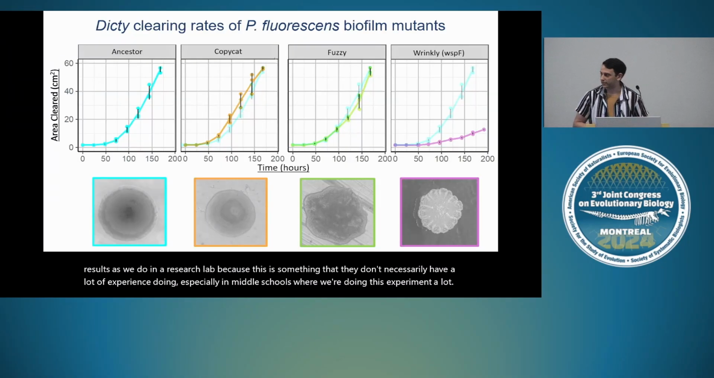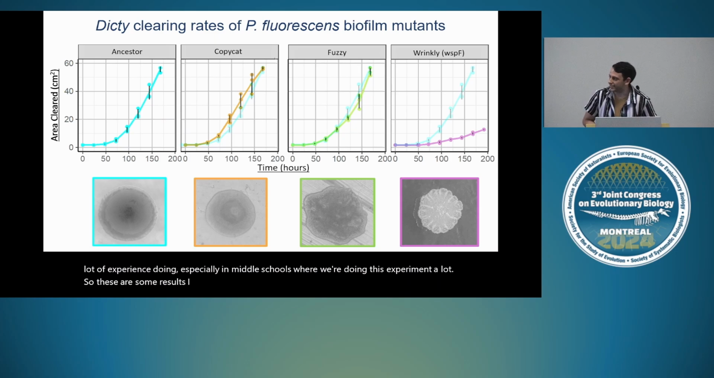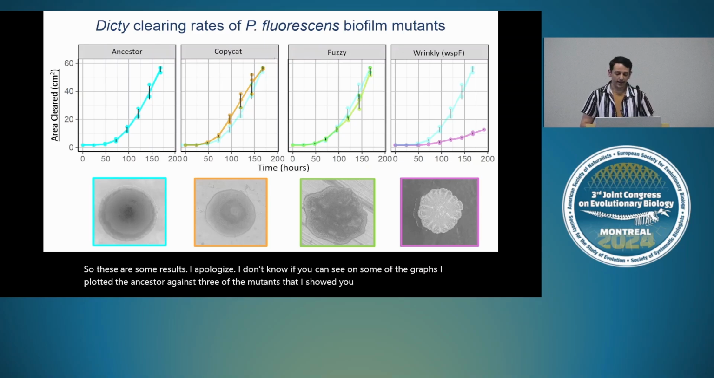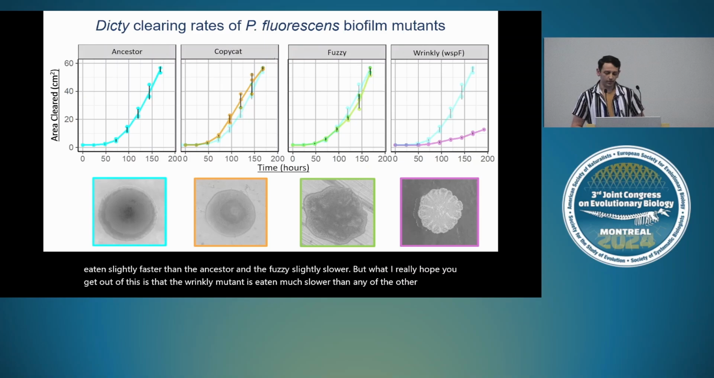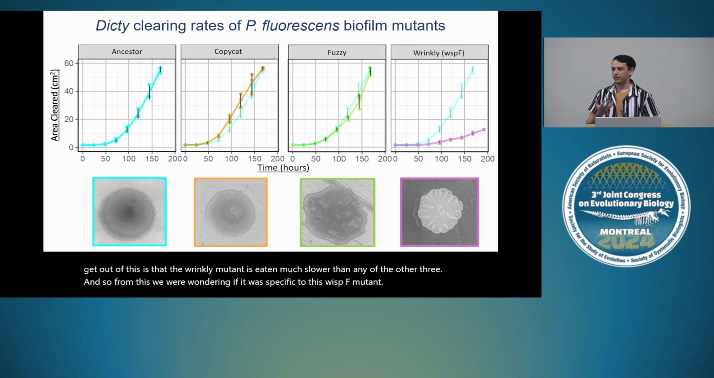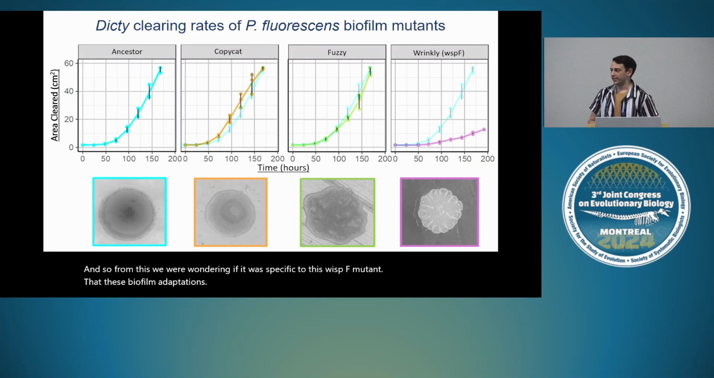So these are some results. I apologize, I don't know if you can see on some of the graphs, I plotted the ancestor against 3 of the mutants that I showed you earlier. The copycat is eaten slightly faster than the ancestor, and the fuzzy slightly slower. But what I really hope you get out of this is that the wrinkly mutant is eaten much slower than any of the other 3. And so from this, we were wondering if it was specific to this WISP-F mutant that these biofilm adaptations would be protecting it from predation.